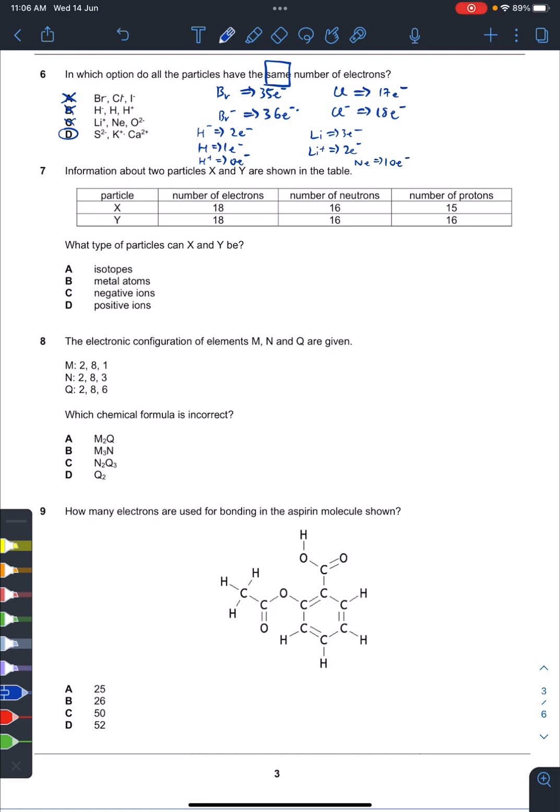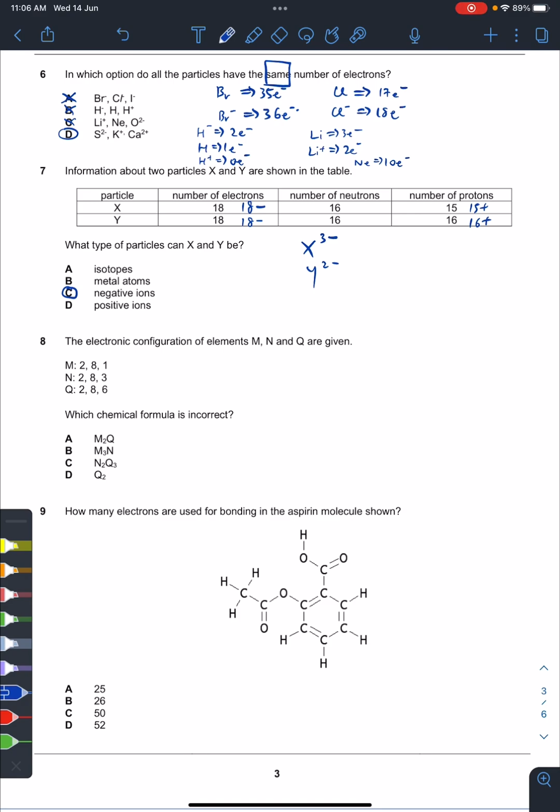Oh, I need to figure out what this is. Okay. So 18 minus and 15 plus, because 18 electrons, 15. Oh, so it's X3 minus. 18 minus, 16 plus. Y2 minus. So they are just negative ions. Yes, so that is how we do it.